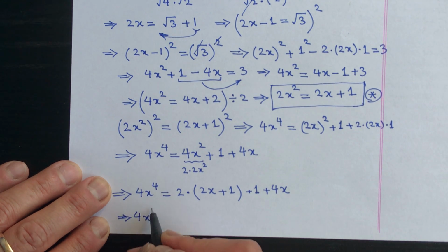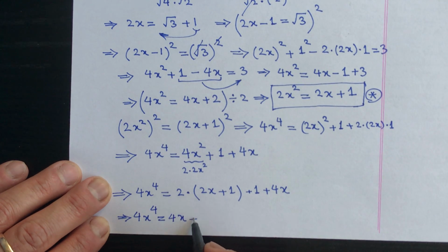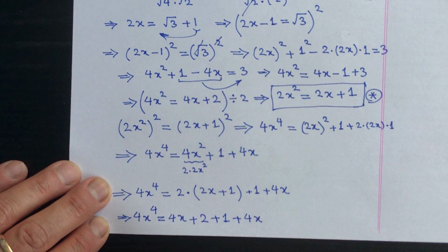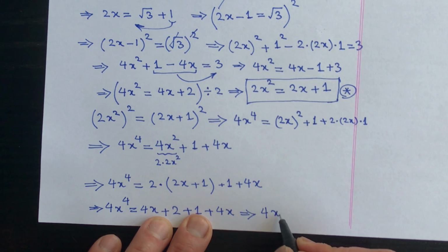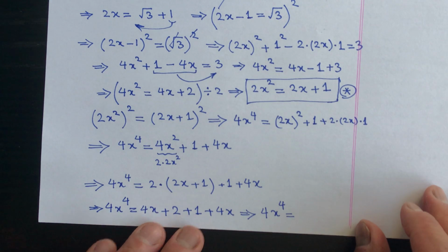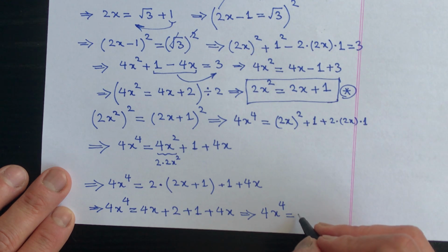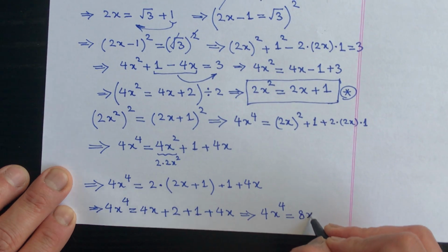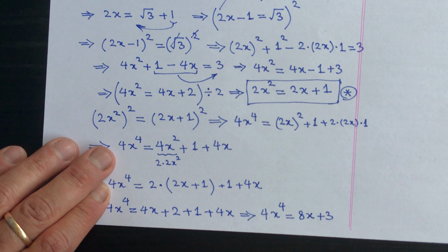So 4x⁴ equals 4x plus 2 plus 1 plus 4x. I can sum all these terms, and now 4x⁴ equals 4x plus, if I add both of them, 8x plus 3.